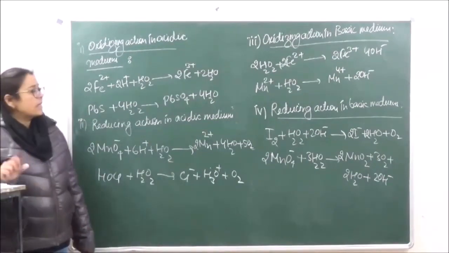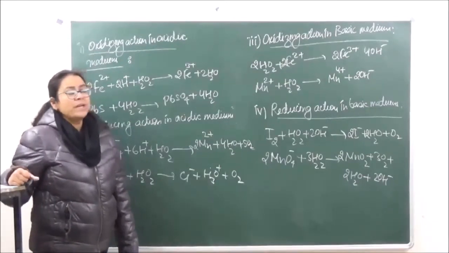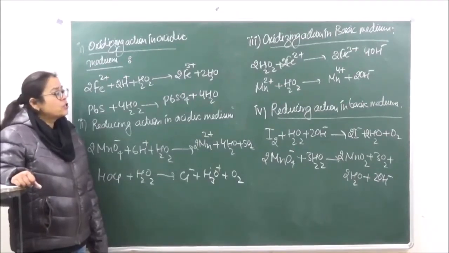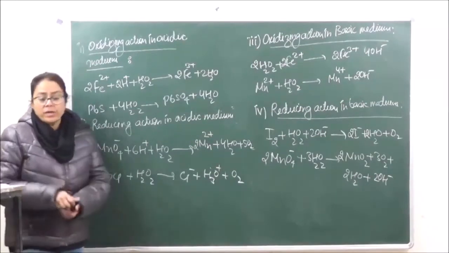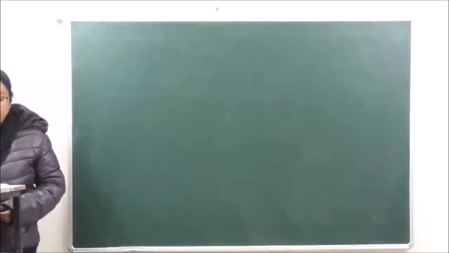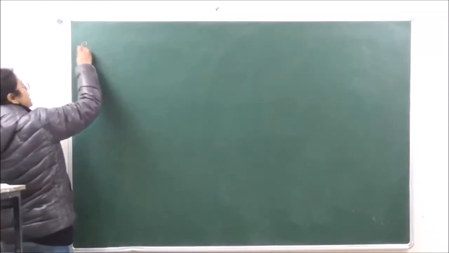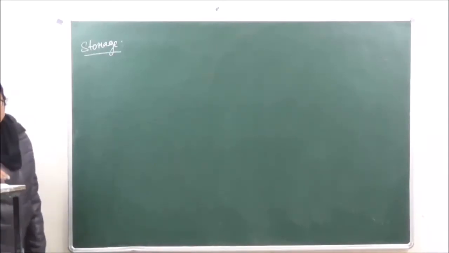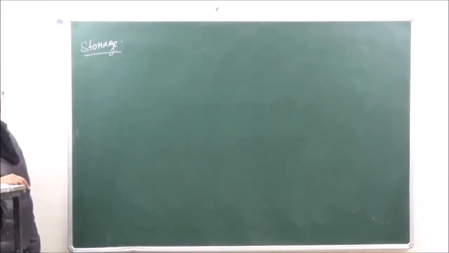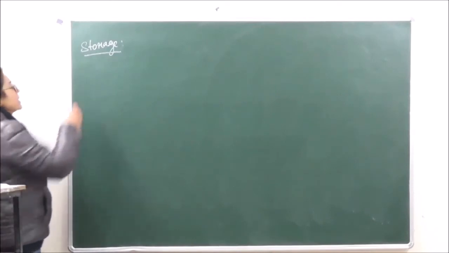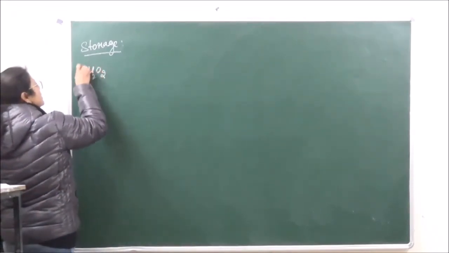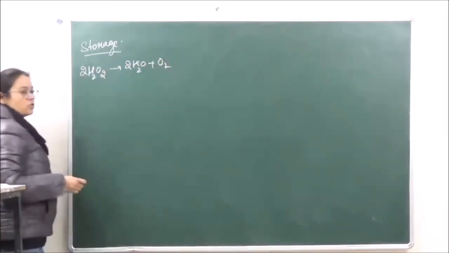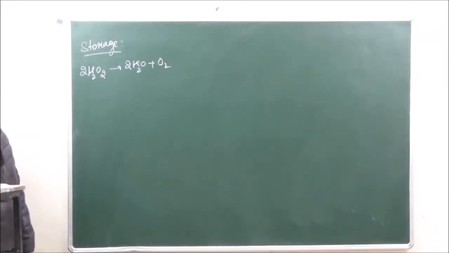Now the difficulty with hydrogen peroxide is going to be its storage, because it has a tendency to decompose into water and oxygen, therefore its storage becomes a big task. So let's see how we are doing the storage of H2O2. As I just told you, H2O2 is not very stable, so it decomposes to water slowly in presence of light. H2O2 will decompose into water plus oxygen. This reaction is going to take place on exposure to light.